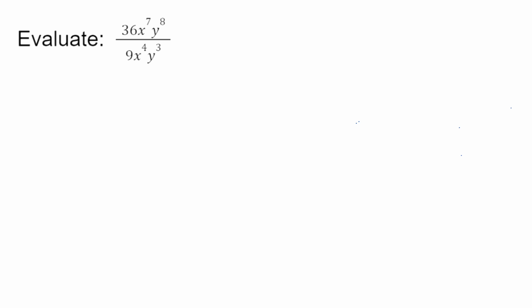Okay. So evaluate. So when you say evaluate, it's like you just have to simplify or solve. So 36x raised to 7, y raised to 8, all over 9x raised to 4, y raised to 3. So this one here, let's start first with our numbers, our coefficients. We have 36 and then 9. What is 36 divided by 9? What's that? It's gonna be 4.